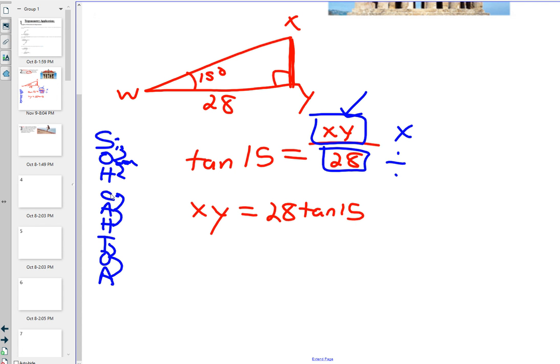So because I was looking for the opposite and I was given the adjacent, that told me to focus on the TOA in SOHCAHTOA. And TOA tells me that tangent is opposite over.